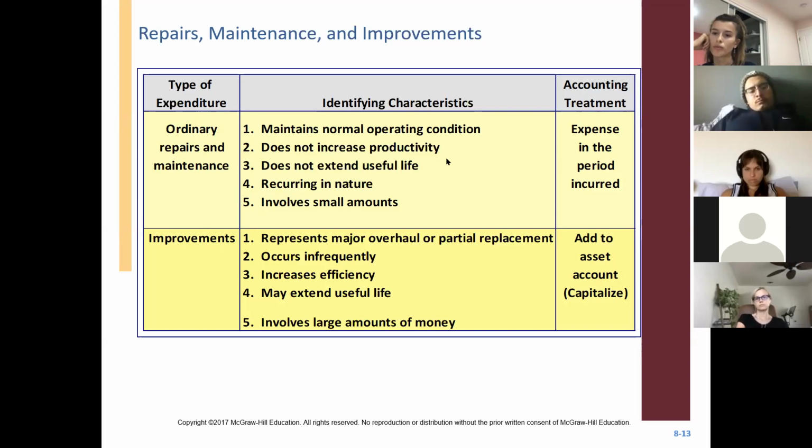Now, an improvement is a different animal. With an improvement, you're doing something major. There are big dollars here. You don't do it much at all. And the result of doing it increases the efficiency of the machine or extends its life. If you've been doing some of the homework problems, you saw a couple of those, where they said we have a machine, it's 5 years old.